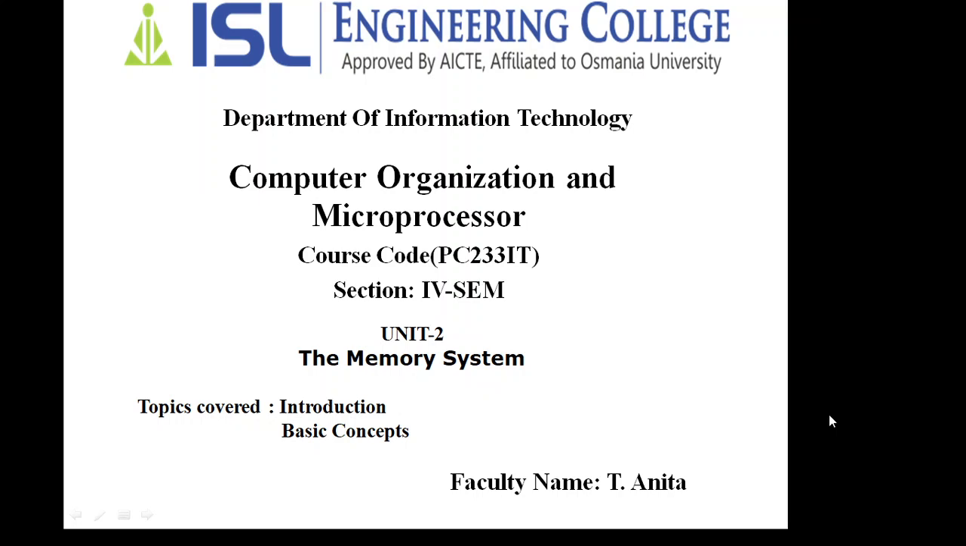So let me tell you about the memory first. What do you mean by a memory? As we have seen in the functional units of a computer system, the four major functional units are the input output unit, memory unit, arithmetic and logical unit, and the control unit. In the first unit we covered the input output organization, how we access the peripheral devices.